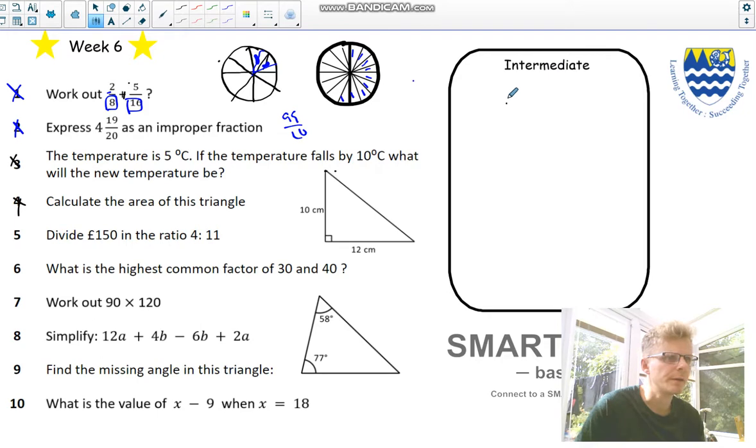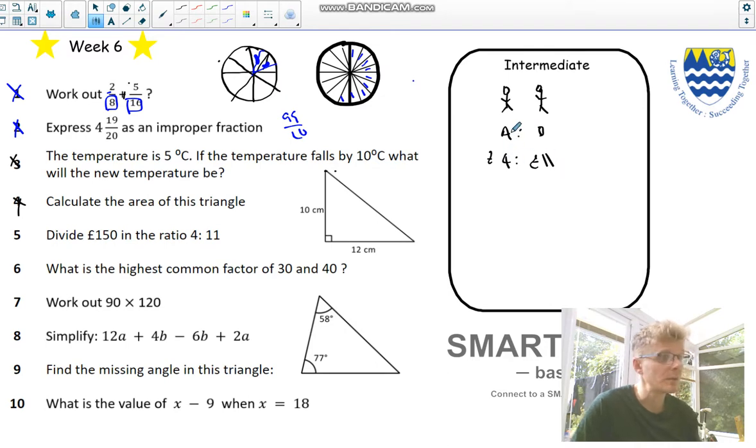So we've got a person here, and we'll call them person A. And then we have another person here, and we'll call them person B, with a slightly longer neck. Okay, and they're going to share some money out. Okay, so person A gets £4 and person B gets £11. And we say, well, that's in a ratio of £4 for every £11 person B gets.